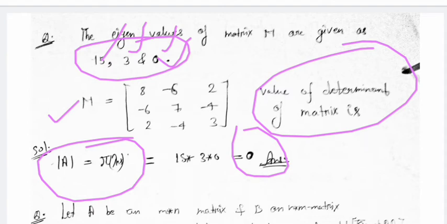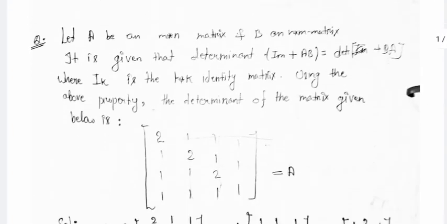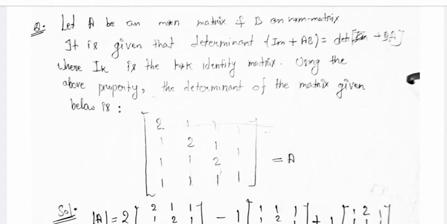Now come to the next question. So here it is very easy to find the determinant in just a few seconds. The next question is defined as: let A be an M into N matrix and B an N into M matrix. It is given that determinant of I_M plus AB equals determinant of I_N plus BA, where I_K is the K into K identity matrix. Using the above property, find the determinant of the matrix given below. So here the matrix is given like this.